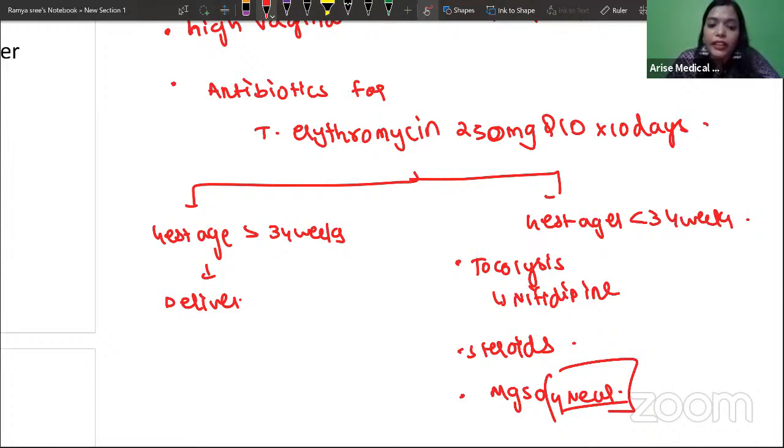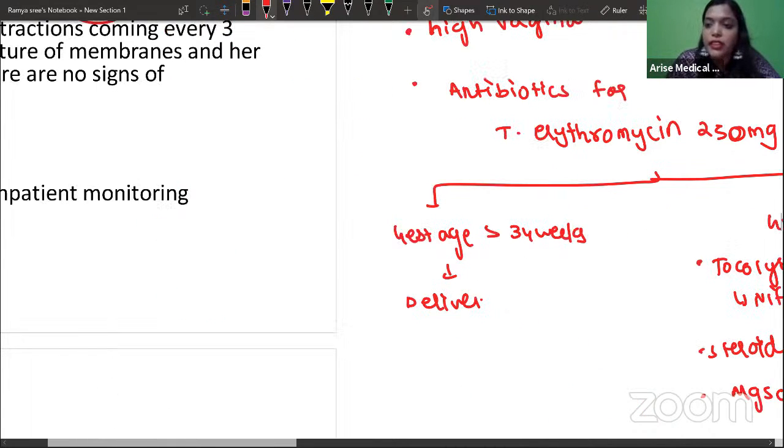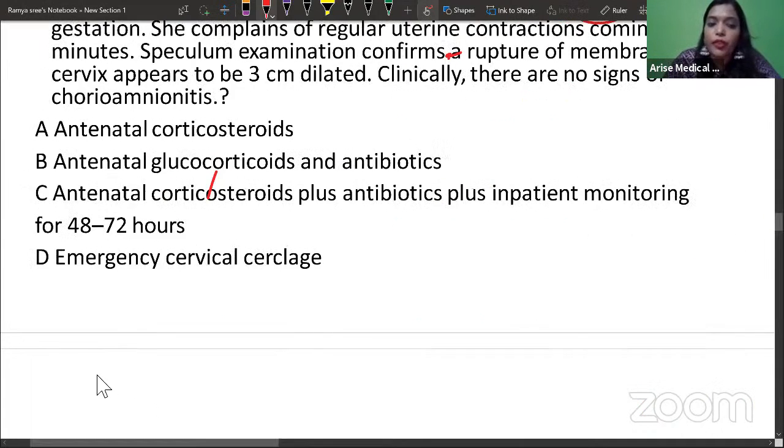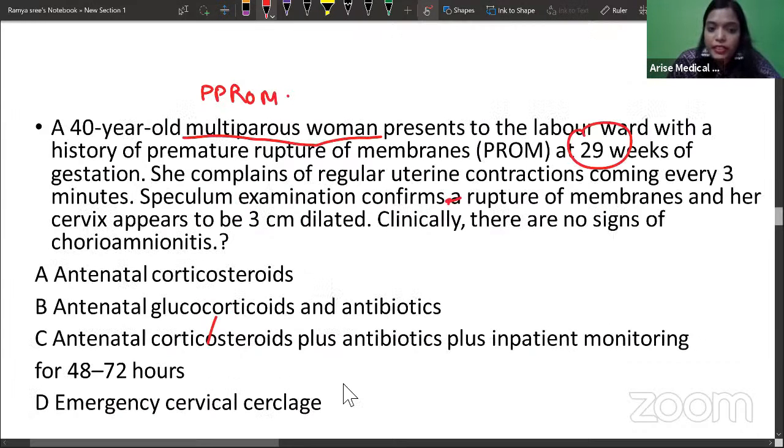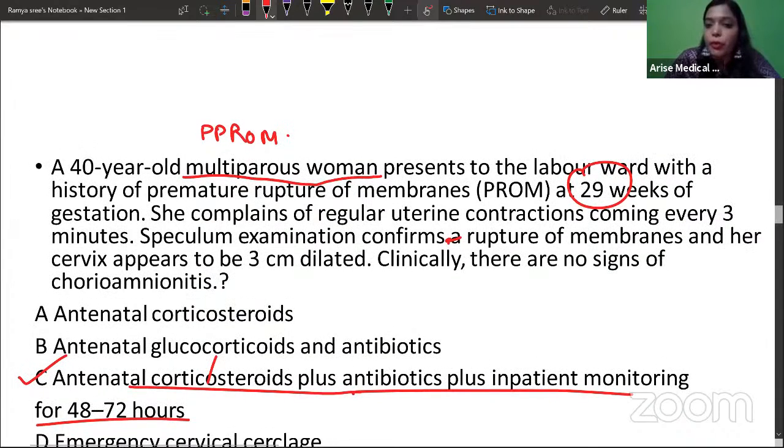Now, if you go back, the patient is 29 weeks, so she's less than 34 weeks. As she's less than 34 weeks, what is the best thing to do? Give her steroids, give her antibiotics plus inpatient monitoring for 48 to 72 hours. Absolutely correct. You all are correct in answering that. Answer is C. I think if the question would have given magnesium sulfate for neuroprotection also, it would have been better, right?